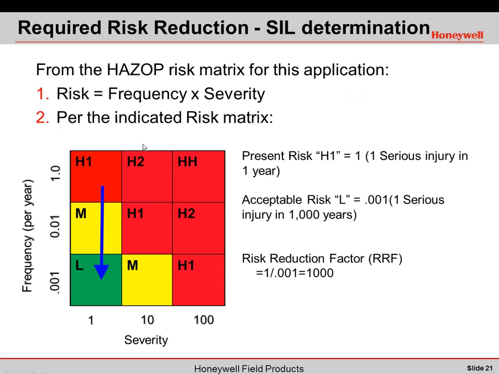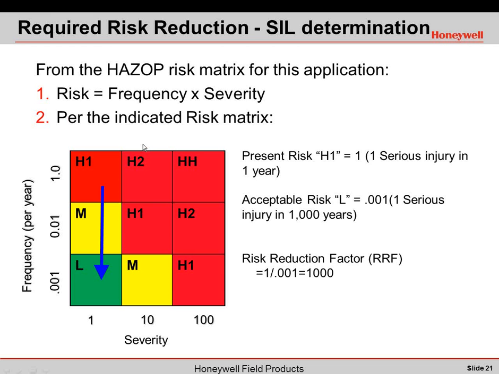So now we actually get to our SIL determination. And remember that the SIL determination applies to our safety instrumented function. And we'll calculate the SIL level for our entire safety instrumented function. We'll see that coming up.